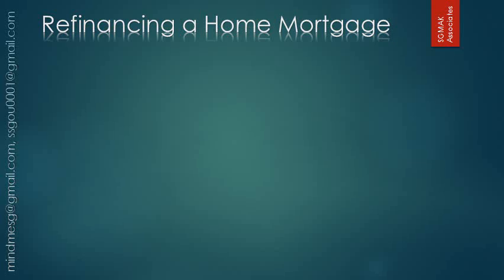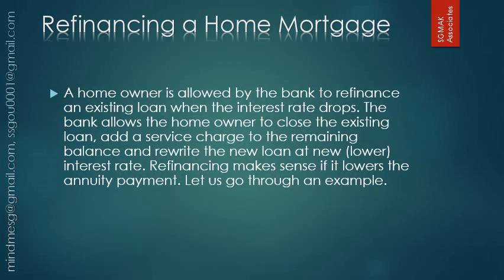In this presentation, I'm going to discuss refinancing a mortgage. So here is the problem statement. A homeowner is allowed by the bank to refinance an existing loan when the interest rate drops. The bank allows the homeowner to close the existing loan, add a service charge to the remaining balance, and rewrite the new loan at a new lower interest rate. Refinancing makes sense if it lowers the annuity payment.